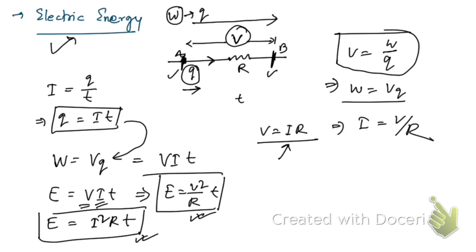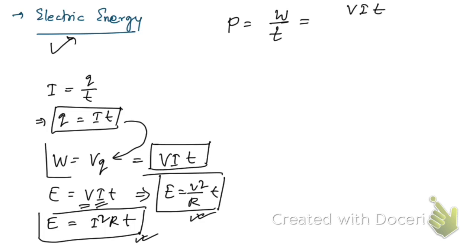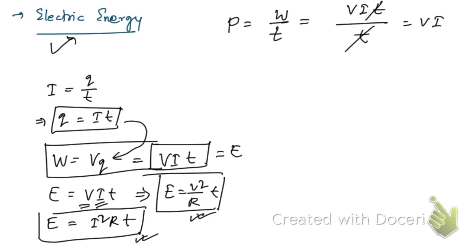Similarly, power. So let us discuss power. We know power is the rate of doing work, W by t. And work done we have got as V I into t, which is equivalent to energy. So t cancels, and power is equal to V into I. That's what we have got.